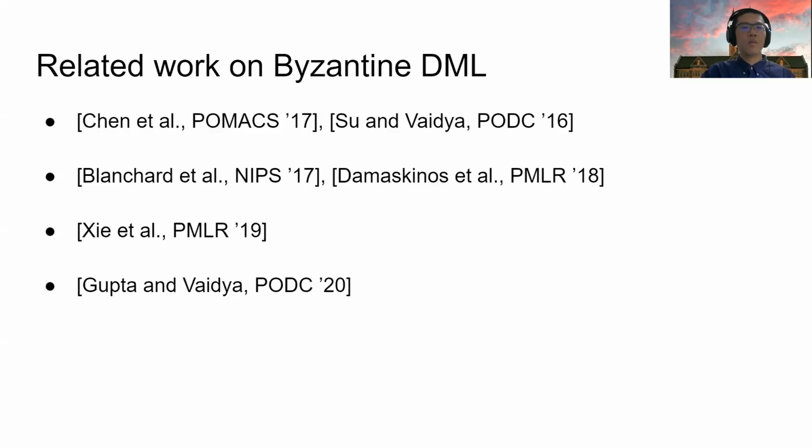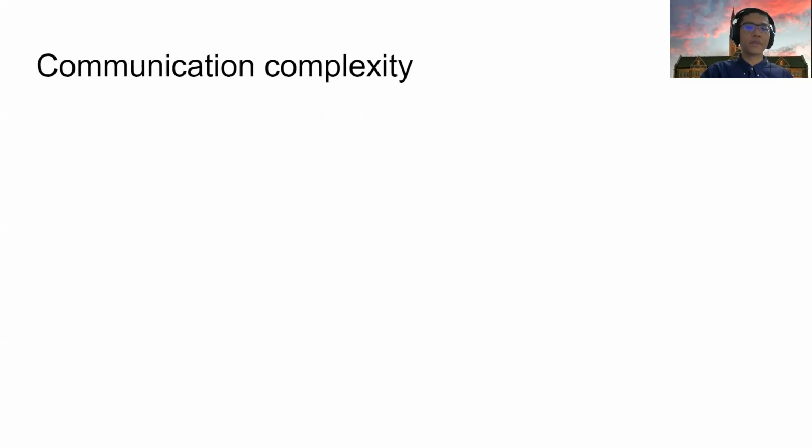Xie and his group proposed Zeno, which only requires one fault-free worker. Gupta and Vaidya proposed the comparative gradient clipping filter, and this CGC filter inspires our work. Despite their differences, all of these algorithms have relatively large communication complexity. Therefore, the main focus of our algorithm is to reduce the communication complexity of the messages.